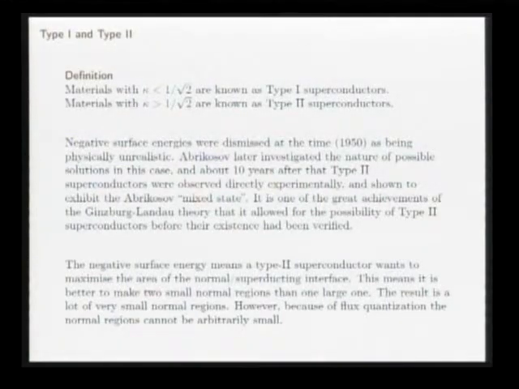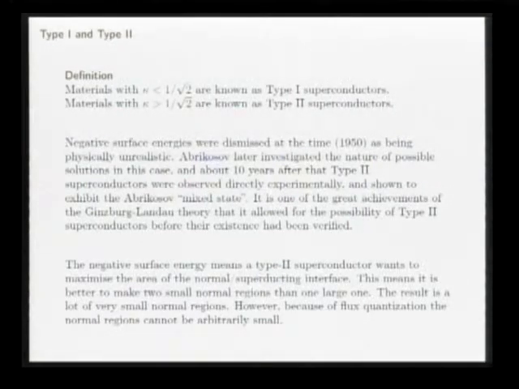So I should say that we now say that if a material has kappa less than 1 over root 2, it's type 1, and if a material has kappa greater than 1 over root 2, then it's known as a type 2 superconductor. And in fact, almost all technological applications of superconductivity involve type 2 superconductors. And so they're far, far more important than type 1 superconductors.